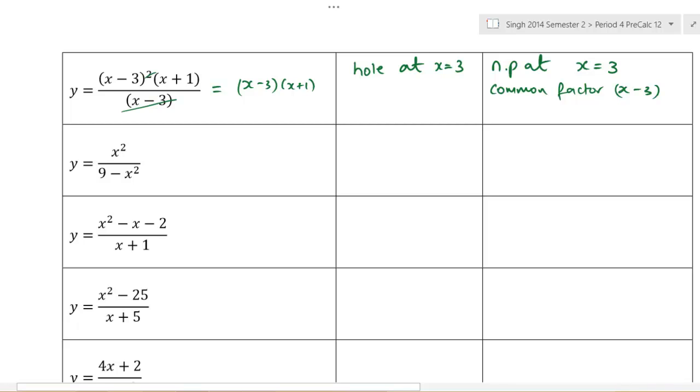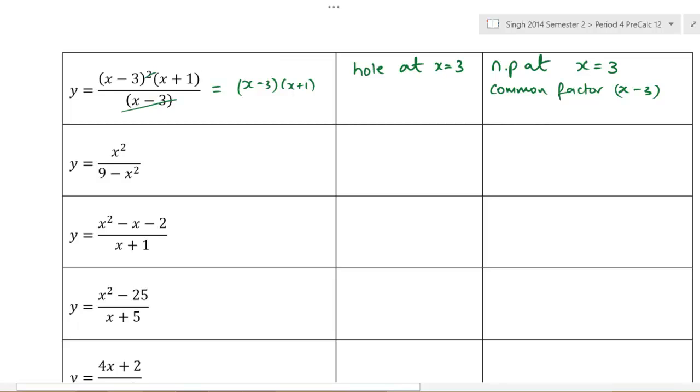I look at the resulting function. There are no more non-permissible values, which means I'm not going to have any more holes or vertical asymptotes here. And the fact that the degree of the common factor at the top was bigger than the degree at the bottom, I still have a hole, not a vertical asymptote.